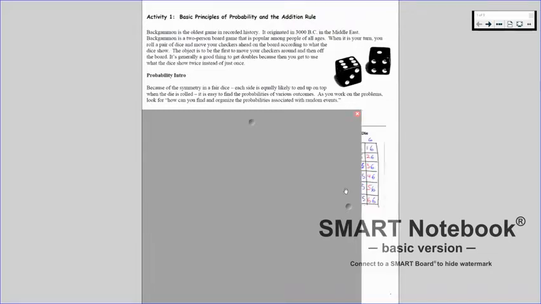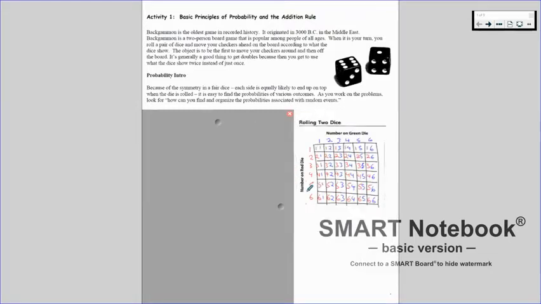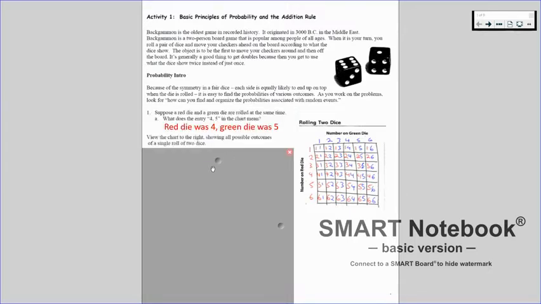So we've got the table, and here it's filled out. That already has our different outcomes. So the first question, what does entry 4, comma 5 in the chart mean? So 4, 5 means 4 was on the red and 5 was on the green. And then as we view the chart, looking at how many total possibilities there are, we have 36 total possibilities. 6 different possibilities on the green, 6 different possibilities on the red. And I understand these are blue, but that was the color marker that we had.